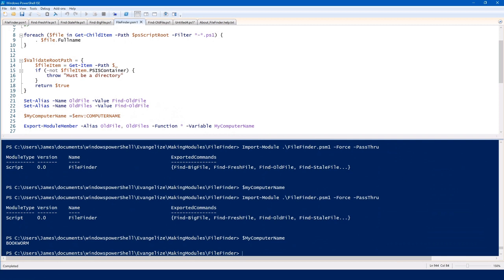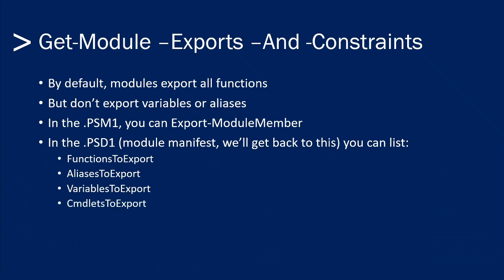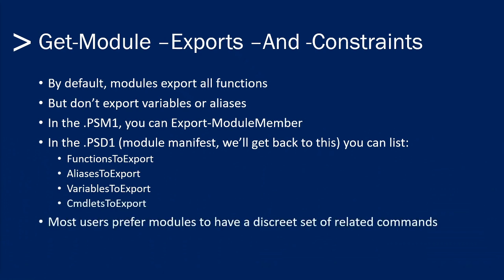Anyway, so these are the simplest ways you manage your exports and constraints. When we get back into manifests, we can talk more about them. But these are handy because what this allows you to make sure you do is only export what you need to. Most users prefer modules to have a discrete set of related commands. You don't want to export every command in the universe. You don't want to export a bunch of internal logic. They like a small set of commands that does an understandable set of things. Okay?